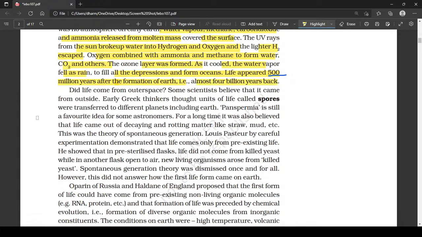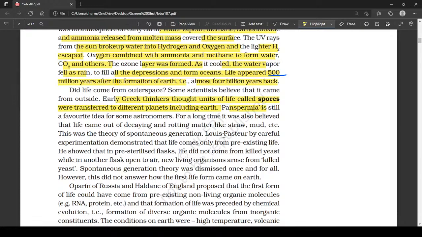Did life come from outer space? Some scientists believe that it came from outside. Early Greek thinkers thought units of life called spores were transferred to different planets, including Earth. The term, which is known as panspermia, is still a favorite idea for some astronomers.